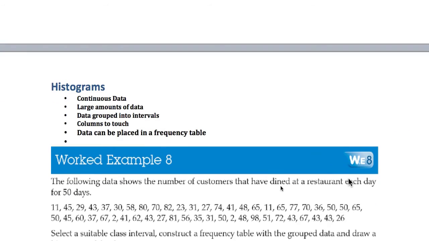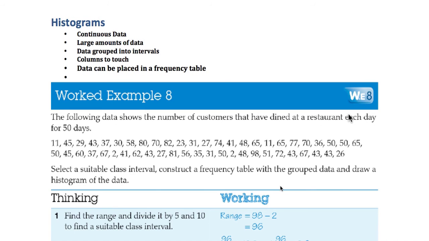Here we have another set of data. This is an example of a restaurant that has recorded how many people have been to their restaurant over 50 days, and here's the data. If we decided to put all this data into a column graph, the column graph would be really wide. So what we can do is put it into a histogram, and what we do is break up the data into different groups or intervals.